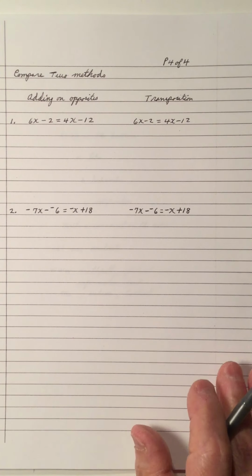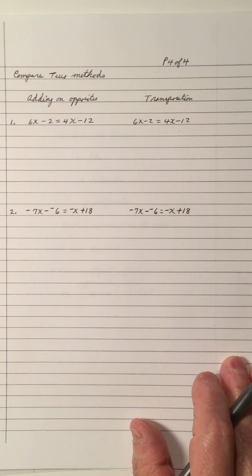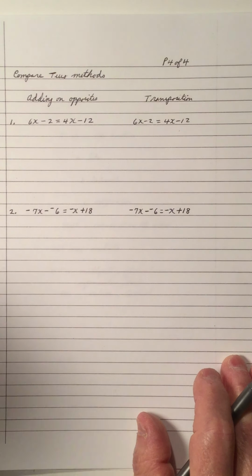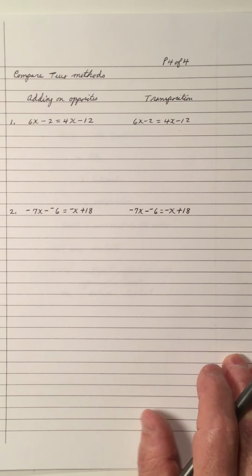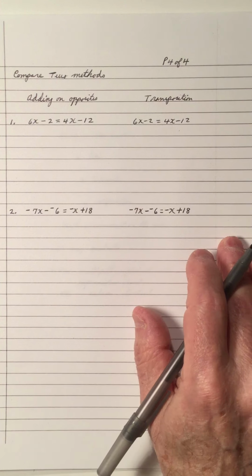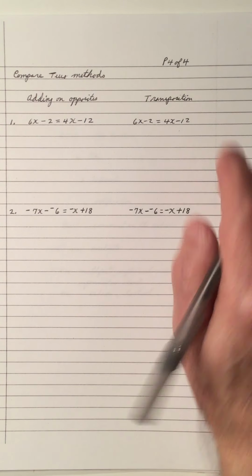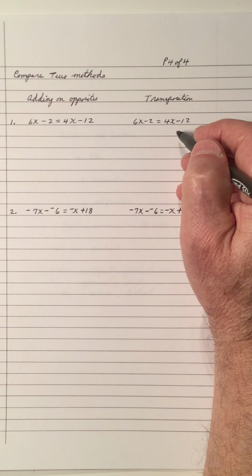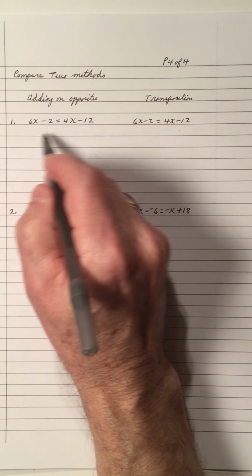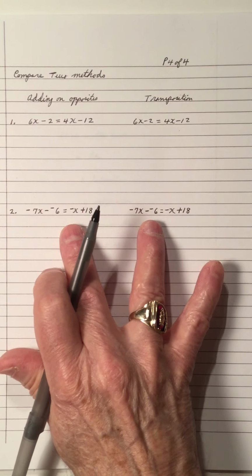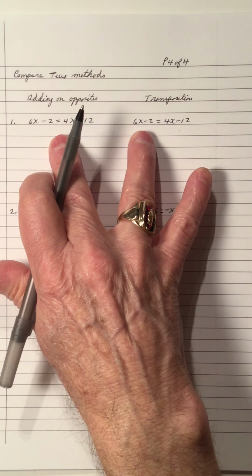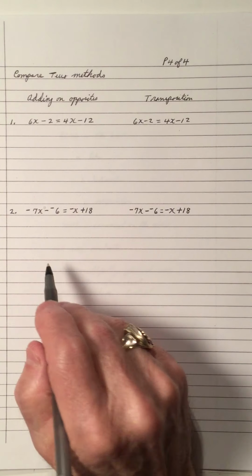Now what I wanted to do is, in the previous videos of this one, I did it by adding on the opposite. And in this video, I did it by what we call transposition. So let's do the two methods side by side, and you'll see and compare, and then it'll be your choice. I prefer the transposition because it's quicker to do. So let's do the adding on the opposite method first. Notice the two of these are the same. So let's do both ways, this one both ways, then I'll do this one both ways.